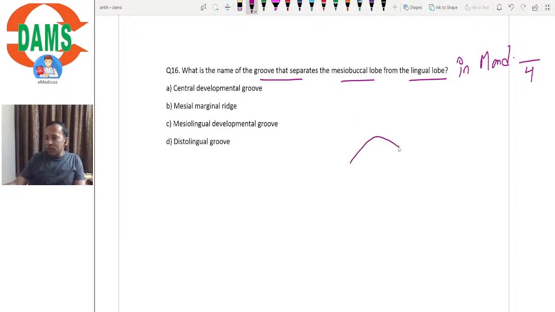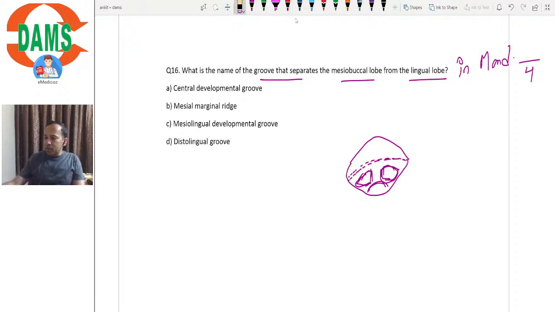So let's say this is the occlusal view of the mandibular first premolar. This is the buccal cusp, and here you have a small lingual cusp, right? These are the large mesial and distal concavities.